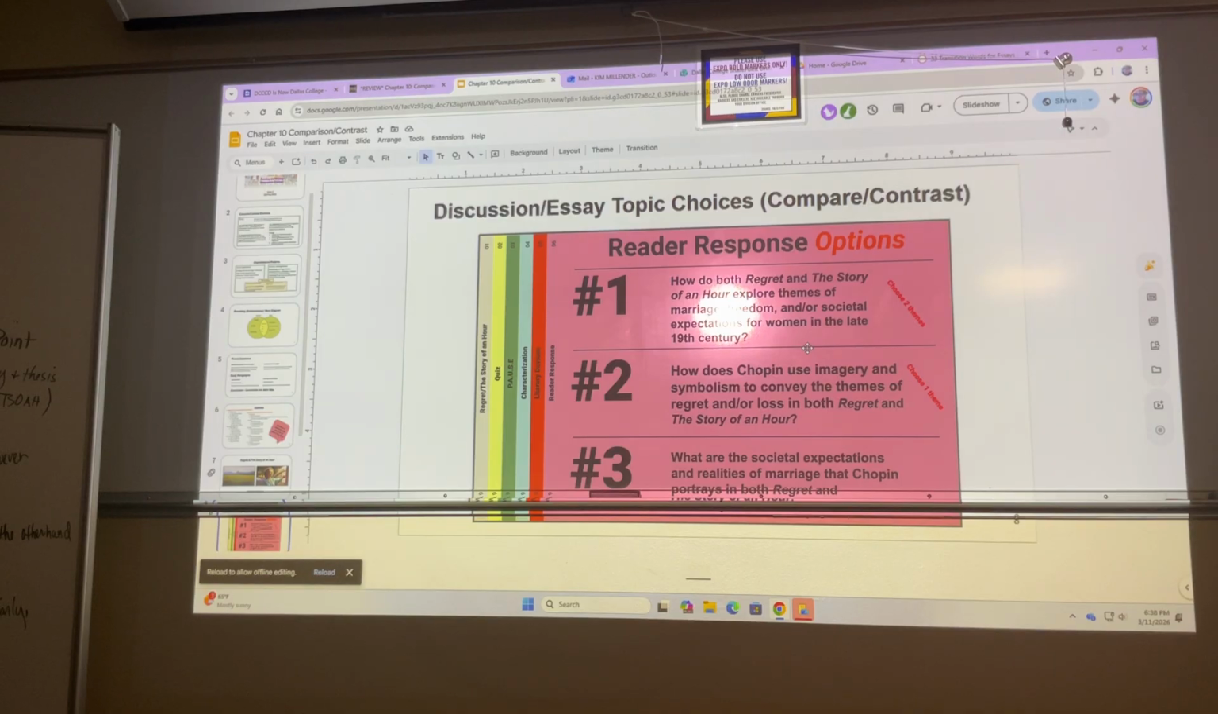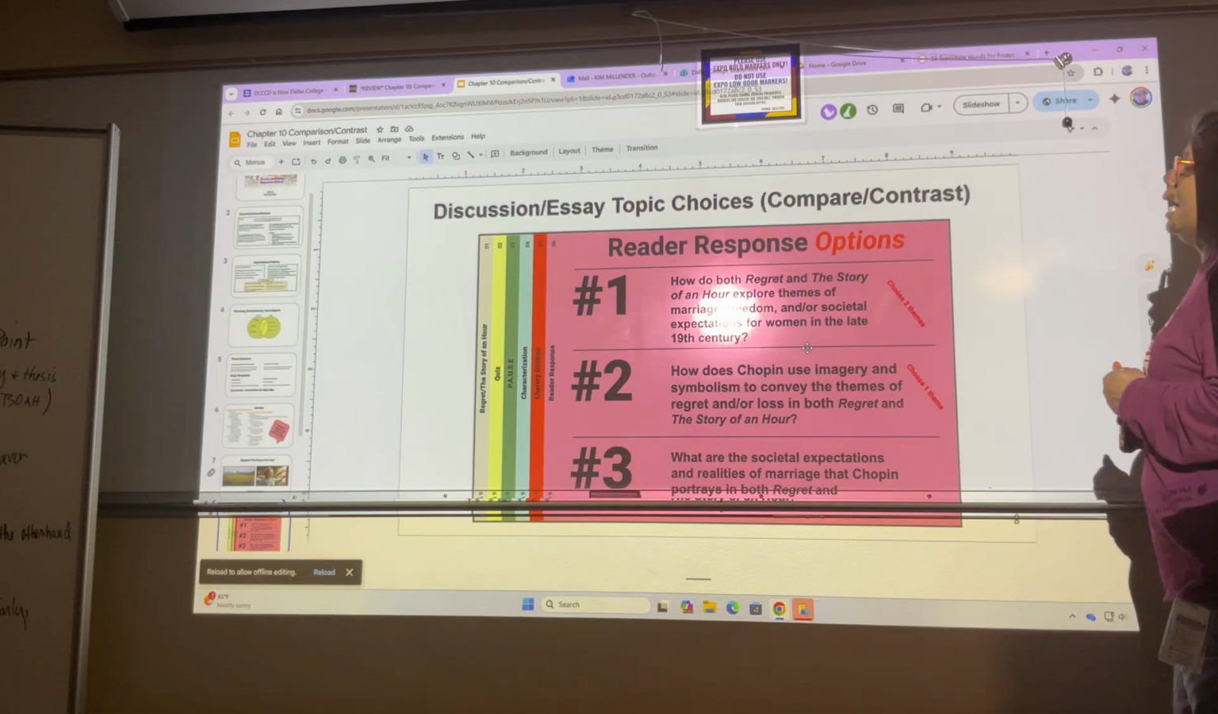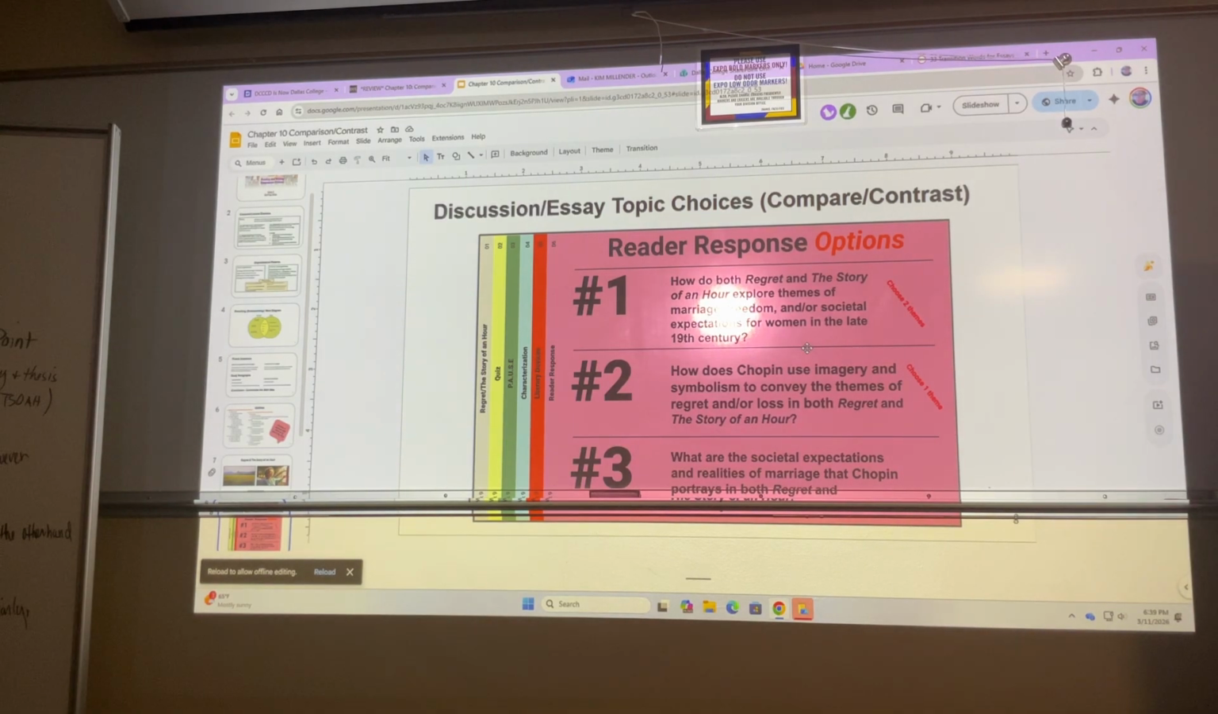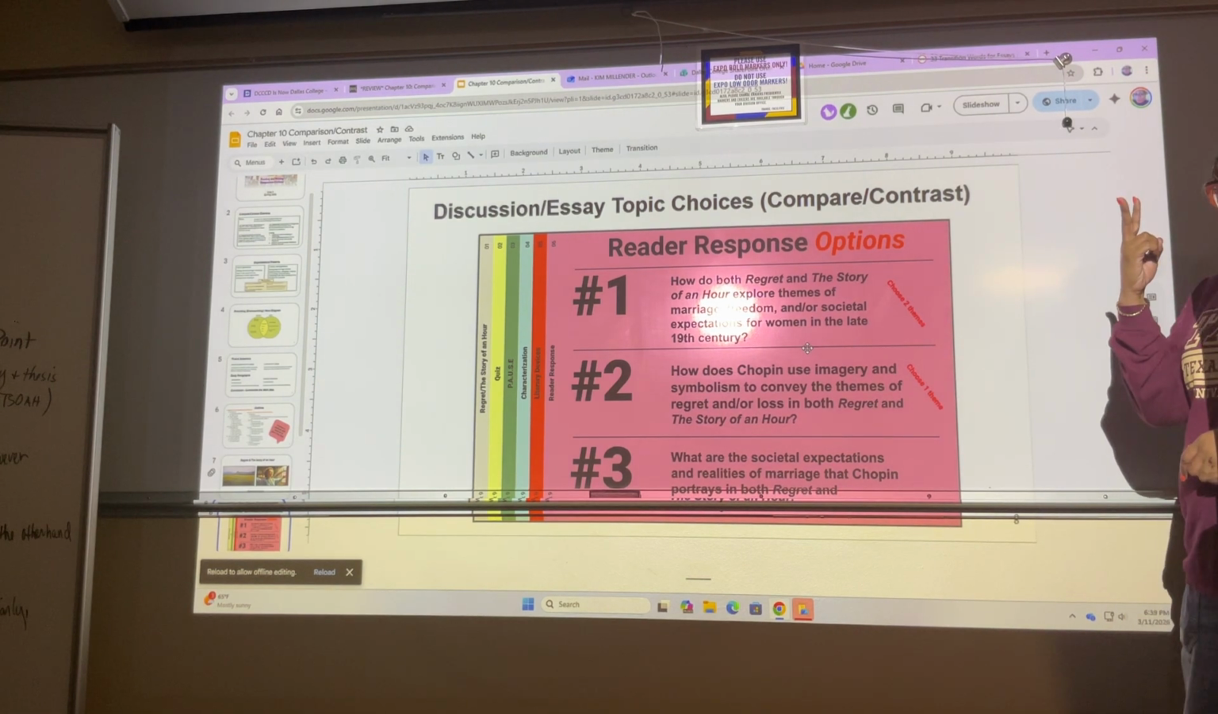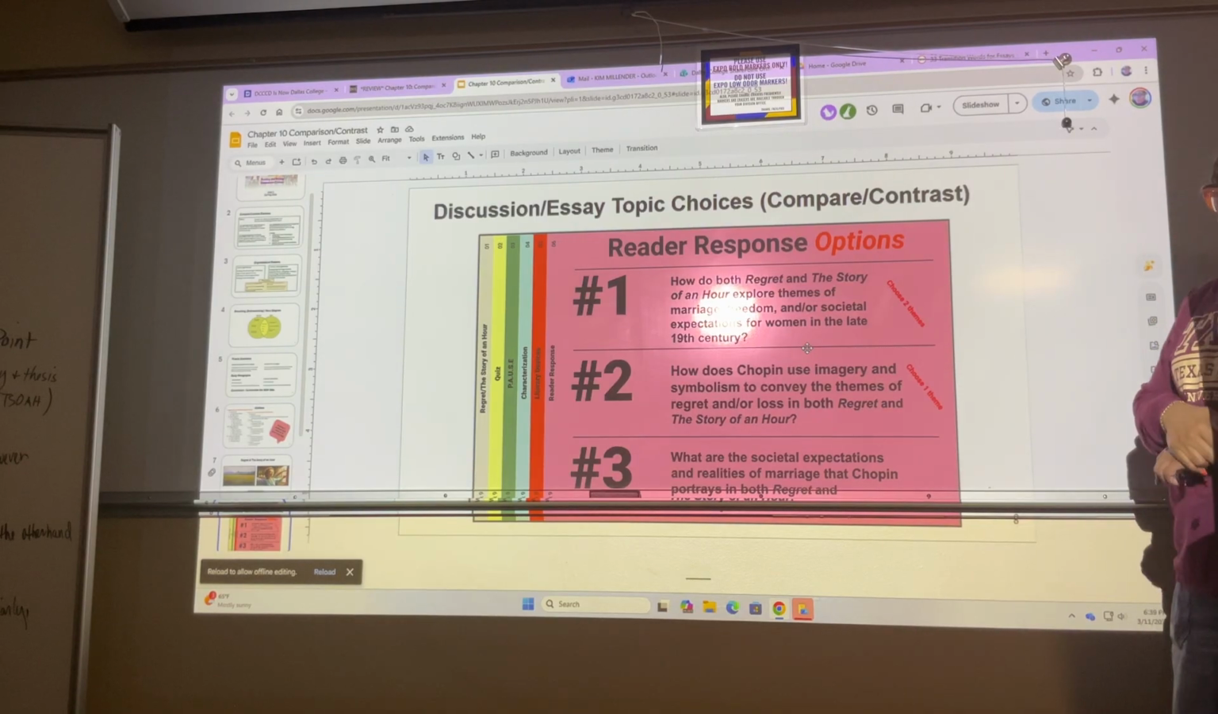Okay, so how do both "Regret" and "The Story of an Hour" explore themes of marriage, freedom, and/or societal expectations for women in the late 19th century? So the first thing we're doing is we're choosing what we want to do. We've got to choose two themes, right? We've got two stories, and we're choosing two themes.